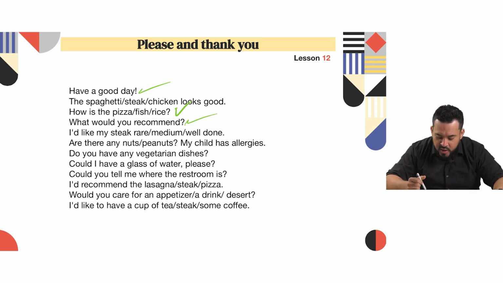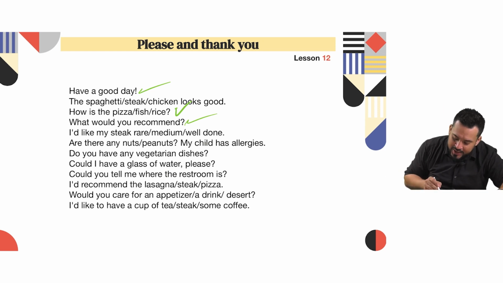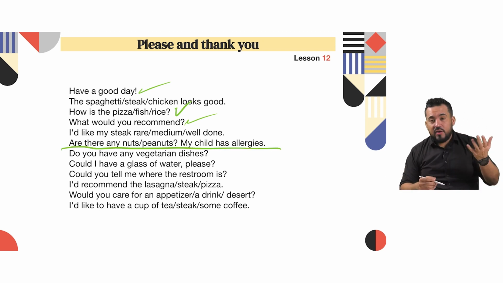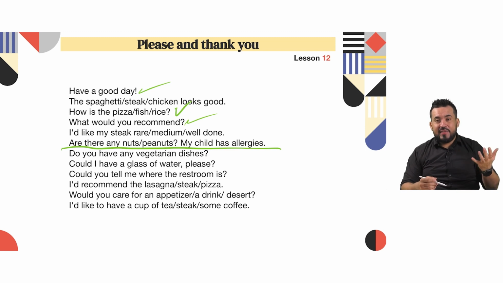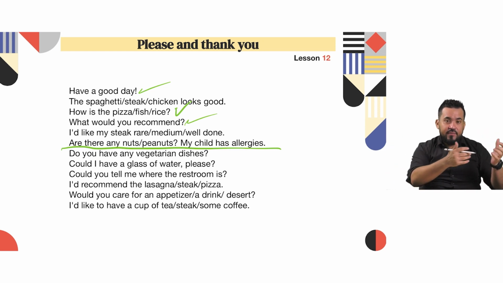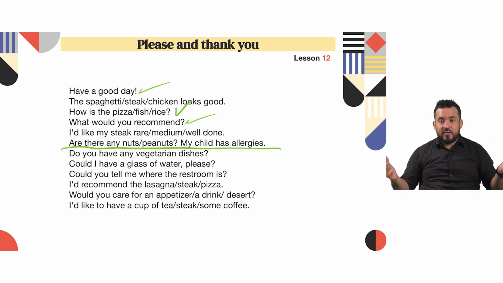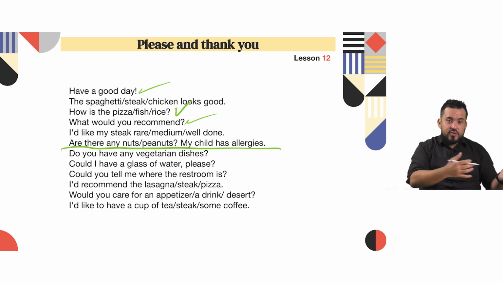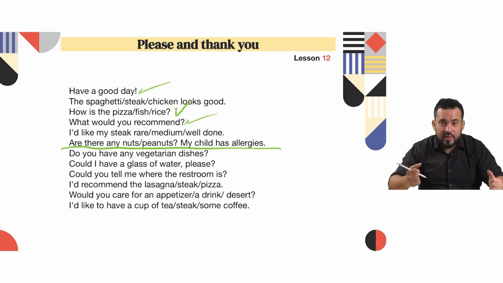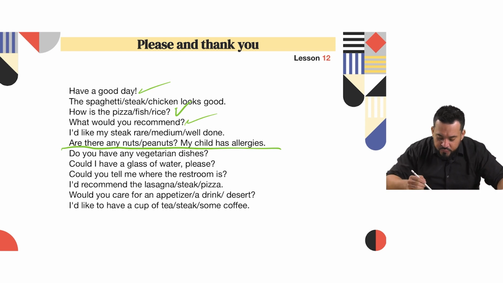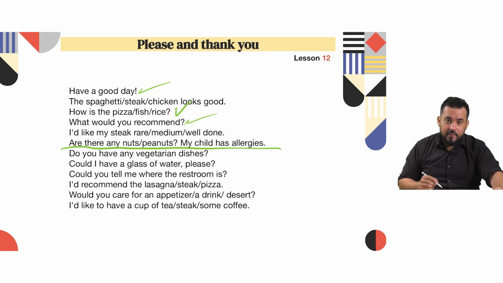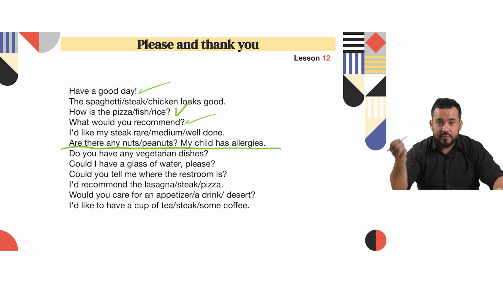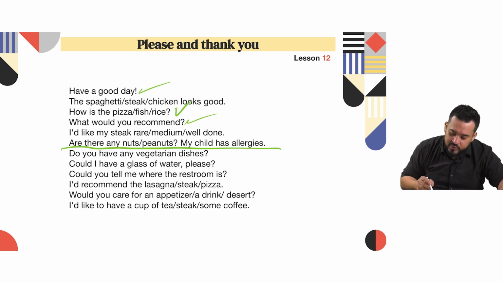Are there any nuts, peanuts? My child has allergies. Allergies means the food you cannot intake because you have a medical reaction to it. So if you're allergic to peanuts, you ask, are there any peanuts? Because I'm allergic to it, or my child is allergic to it. So it's good to know how to ask if you have any allergies. Do you have any vegetarian dishes? If you don't eat meat, you ask this question.